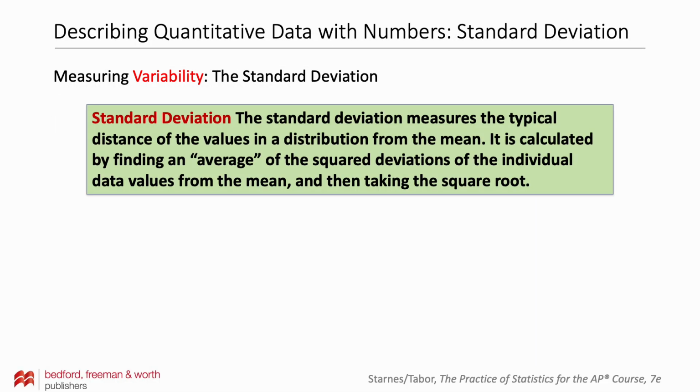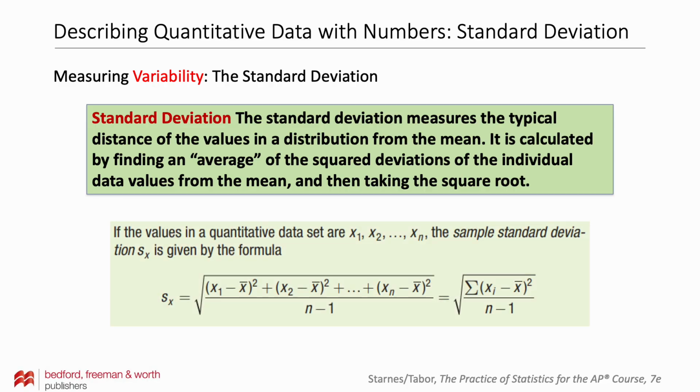Now, standard deviation shows how spread out the data is around the mean. It's calculated by finding the average of the squared differences from the mean, then taking the square root. So let's walk through this step by step on how to find the standard deviation.